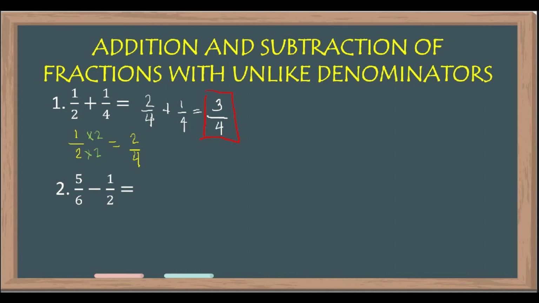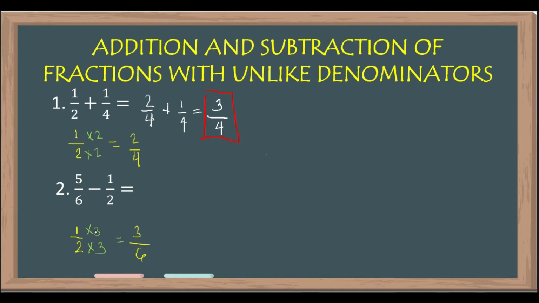Okay, now, the same with subtraction. We have 5 over 6 minus 1/2. So, mag-iisip tayo ng number na pwede nating i-times sa 2 para ang denominator niya ay magiging 6. And that is 3. Kasi 1/2, magta-times tayo ng 3, both the numerator and denominator. This is equal to 1 times 3, that is 3. 2 times 3, that is 6.